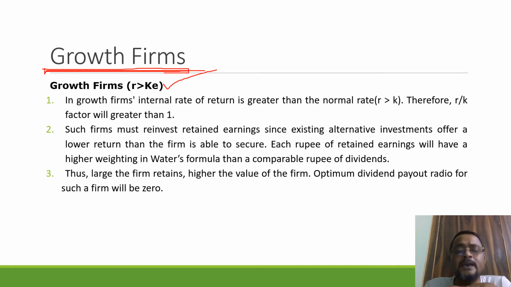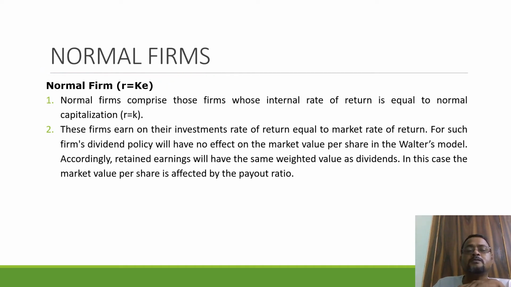So expected earnings are generally expected to be very high compared to the cost of equity over a long period of time. That is why the shareholders, the investors are willing to forego the amount of dividend and still expect the stock price to increase. So let's see what about other firms.